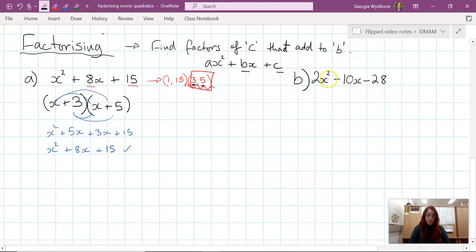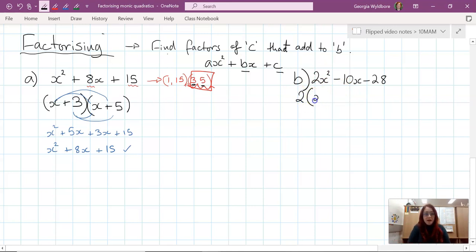Here's another example. We've got 2x squared minus 10x minus 28. Now you might be thinking, but there's a 2 there. It's not monic. That's okay. We don't have to panic. We just have to make sure that we can factorize that 2 out as a common factor to make it a monic quadratic, and then we can follow our process.